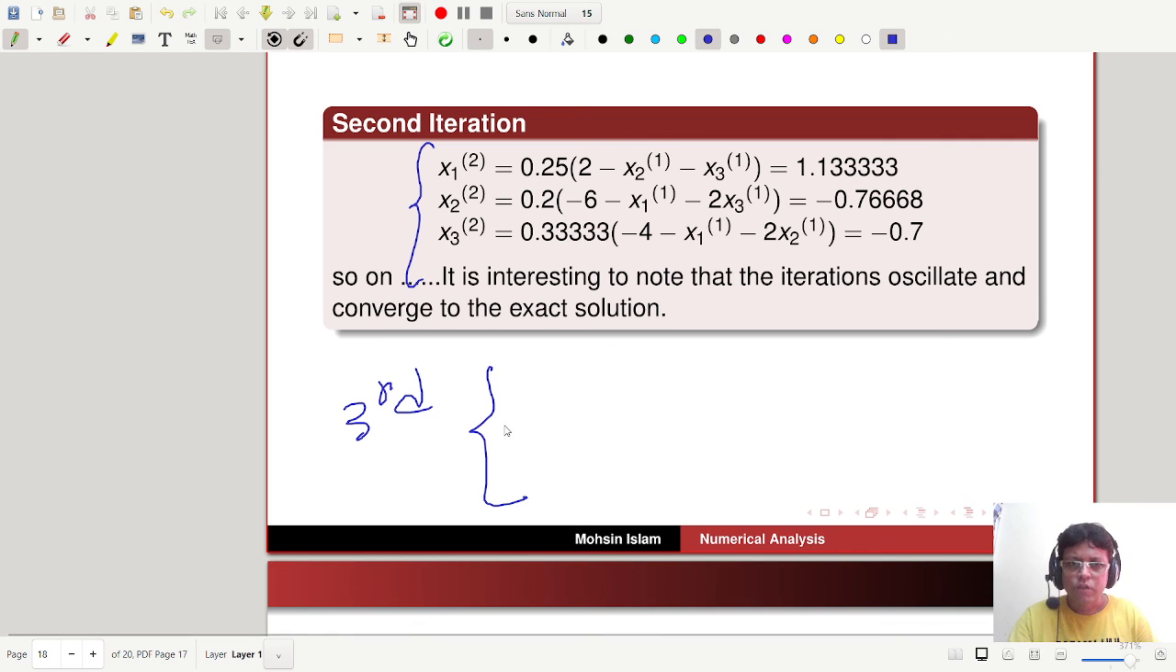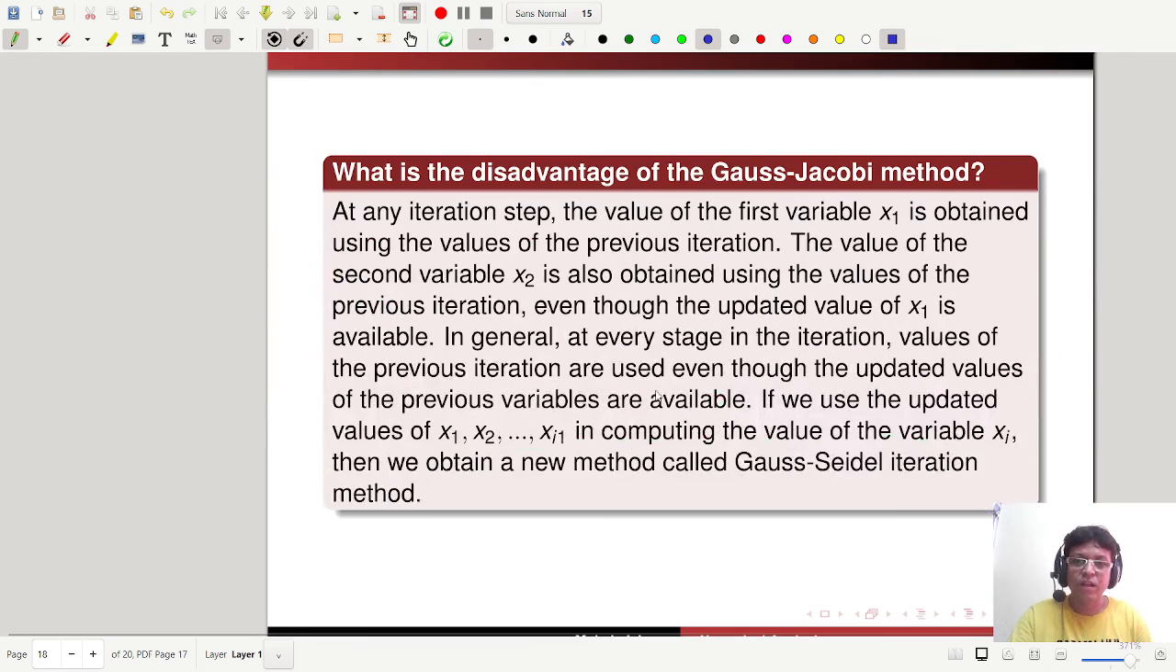Okay? So on. It is interesting to note that the iterations oscillate and converge to the exact solution, but you will need a lot of steps. Large number of steps are required sometimes. So that is eliminated in Seidel because it is more practical. That makes sense, that you are using the improved values in the second calculations.